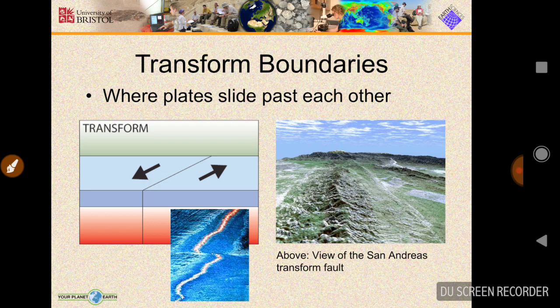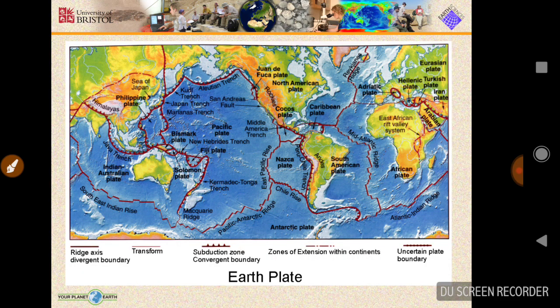Transform boundaries. This is where plates slide past each other. Nothing is created or destroyed with transform boundaries. You'll get some rubbing, and it causes earthquakes. You also will see earthquakes in subduction zone areas as well.